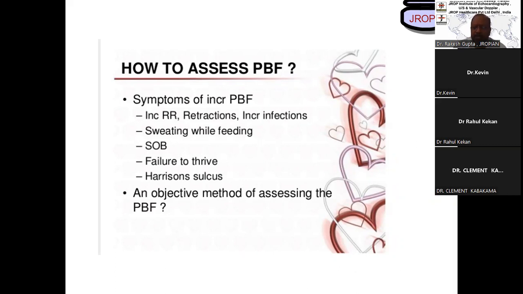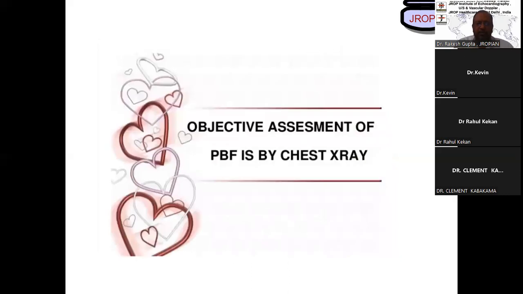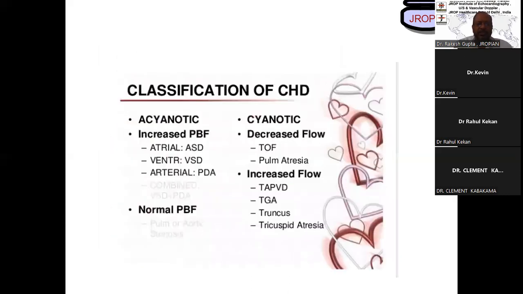He sweats. He's not growing. And I can see the ribs being sucked inside when my child is breathing. He's tachypneic. He sweats while he feeds. He is short of breath. He is not growing at all. And the ribs are visible. And that's an objective sign when you have to see that there's increased blood flow in the pulmonic circulation. And that can be easily done by an X-ray chest.